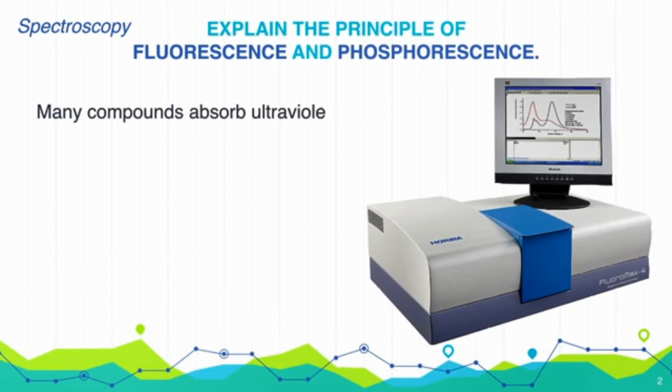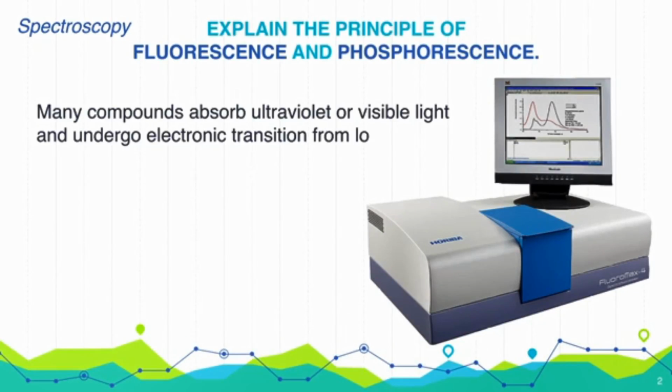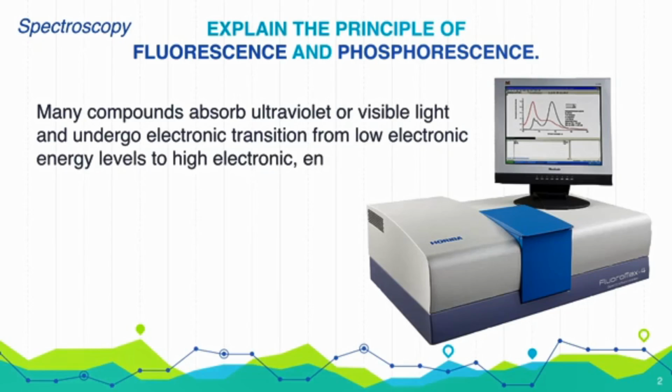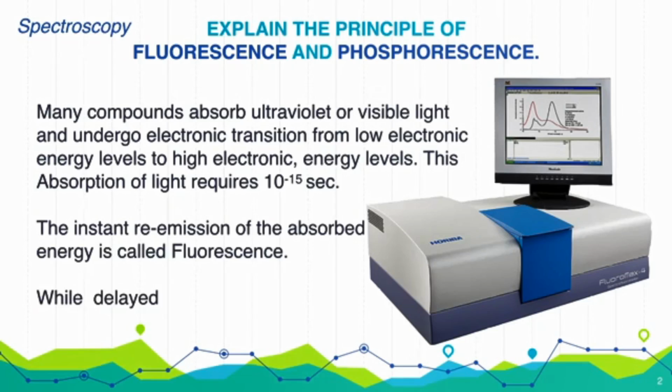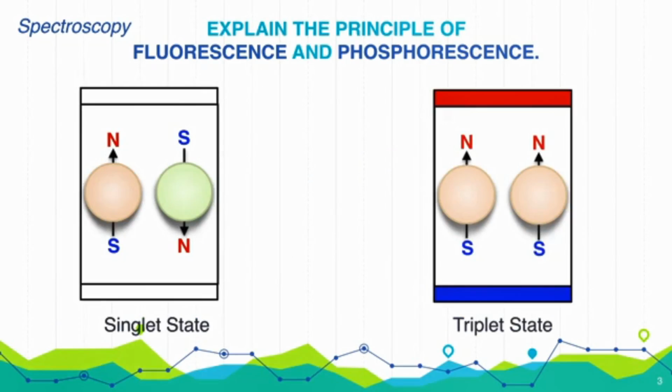Many compounds absorb ultraviolet or visible light and undergo electronic transitions from low electronic energy levels to high electronic energy levels. This absorption of light requires 10 to the power minus 15 seconds. The instant re-emission of the absorbed energy is called fluorescence, while the delayed re-emission of the absorbed energy is called phosphorescence. For most molecules, the electrons are paired in the ground state. That is, a pair of electrons have opposite spin. This is called singlet state. As the spin is paired up, they do not show any magnetic moment. But if the electrons have the same spin, the magnetic moment of both electrons gets combined and they behave like a tiny magnet. This state where the electron pair is having the same spin is called triplet state.